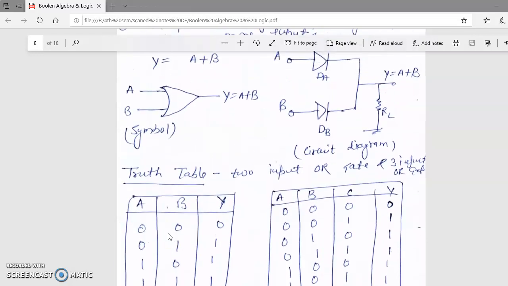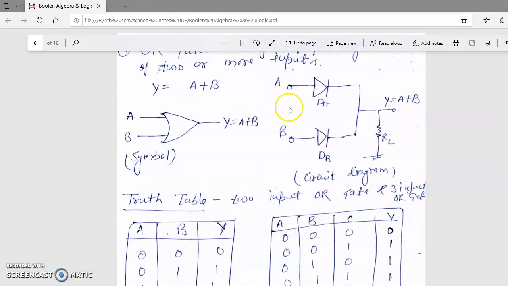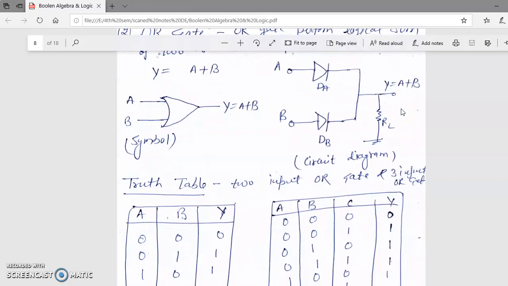In the circuit diagram, when A and B are at low logic, or we apply 0, it means diode DA and diode DB are both open circuited or reverse biased, and the output is 0. We get the output at the Y terminal as 0.